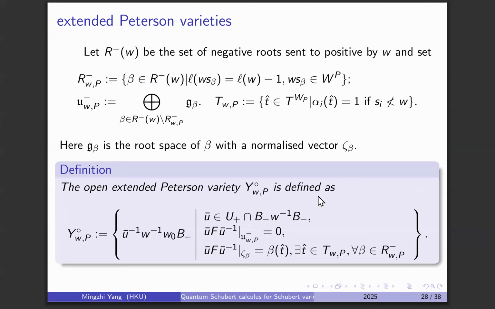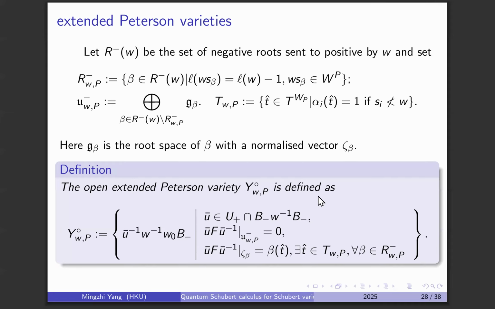You consider the negative version of the roots, I consider R minus w. And then for this set, you associate a vector space in the Lie algebra of G, u minus w_P. And it is defined by the direct sum of g_beta, where beta is an element in the set of negative roots, and g_beta is the root space of beta. And I also fix a normalized vector zeta_beta. And the torus is defined like this.